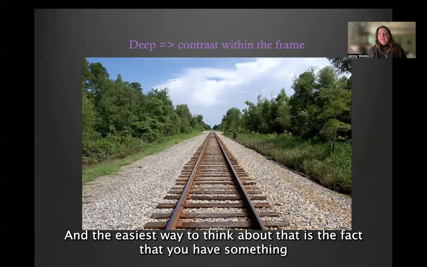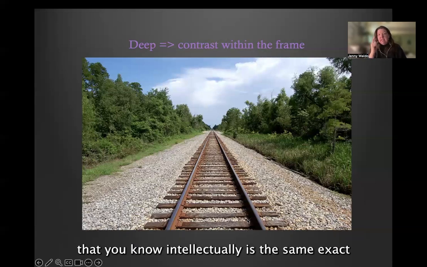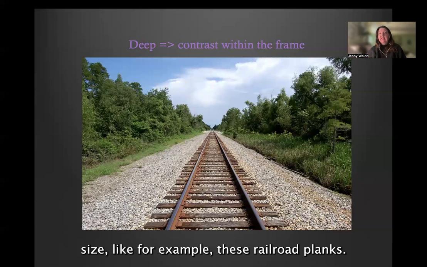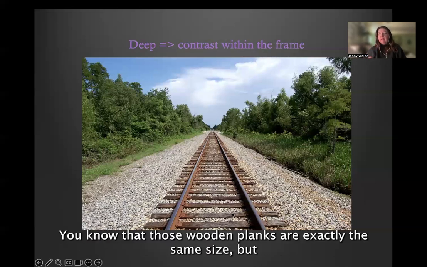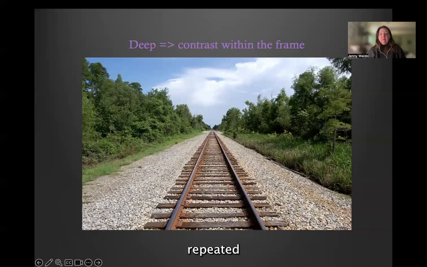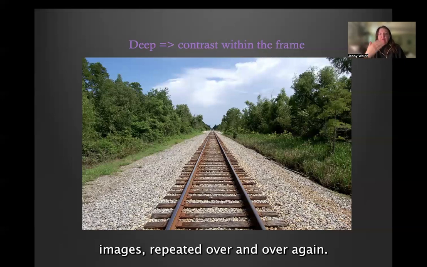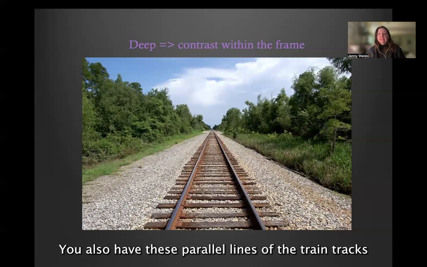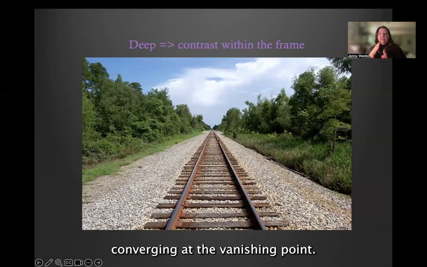The easiest way to think about that is that you have something that you know intellectually is the same exact size, like these railroad planks. You know that those wooden planks are exactly the same size, but they're repeated over the frame as smaller and smaller, diminishing images, repeated over and over again. You also have these parallel lines of the train tracks converging at the vanishing point.